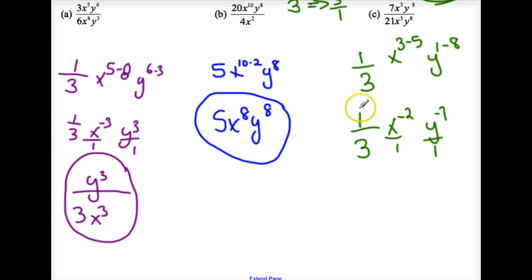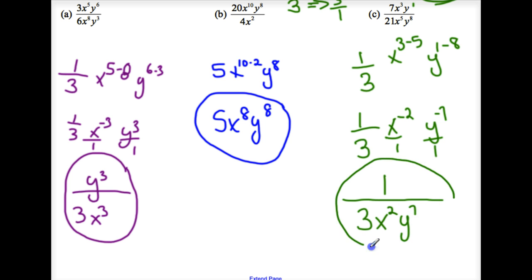negative 7 to the bottom, so the only thing that's left in the top is 1. I had my 3 in the bottom. This becomes x squared, y to the 7. Final answer.